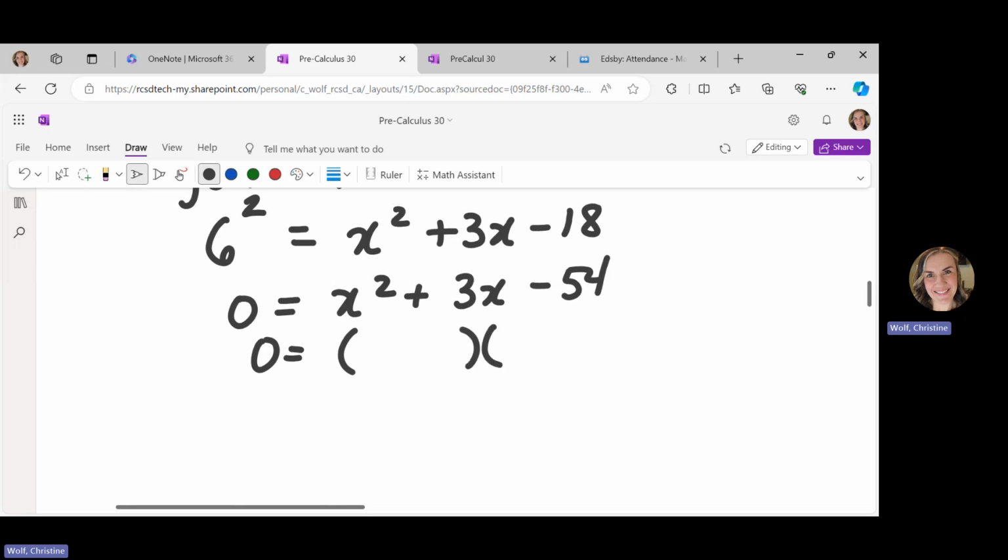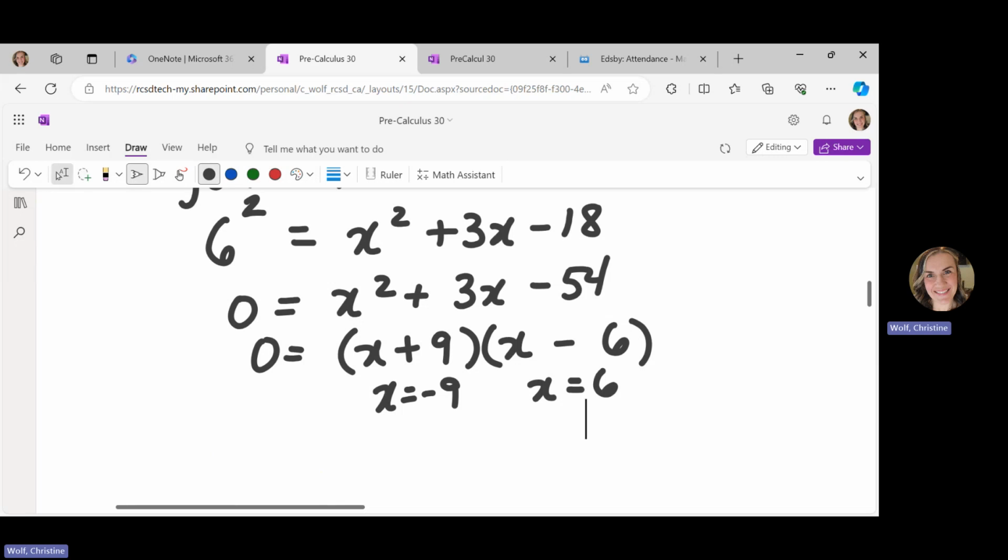Open up your two brackets. What two numbers multiply to -54 and also give you a 3? It's a 9 and a 6. Then just get your symbols right. It's going to be a -6 and a +9. So from this one, we figured out that x equals -9, and from this one, we figure out that x equals 6. I just set them equal to 0 and solve. So I have my two answers, or so I think, but we're going to verify.